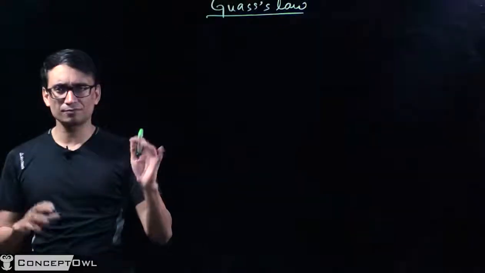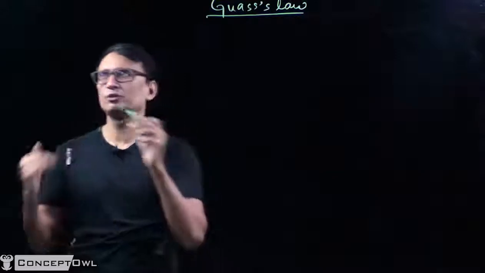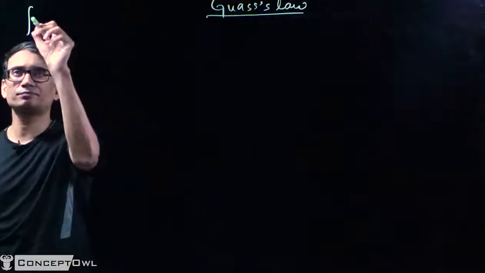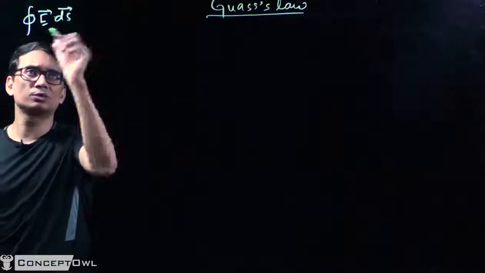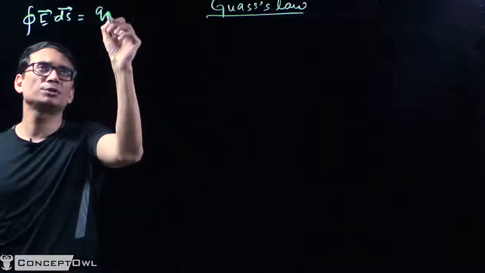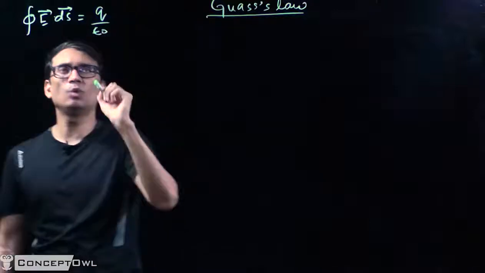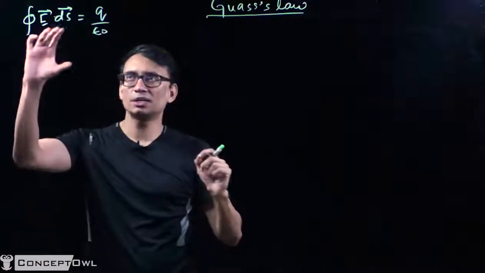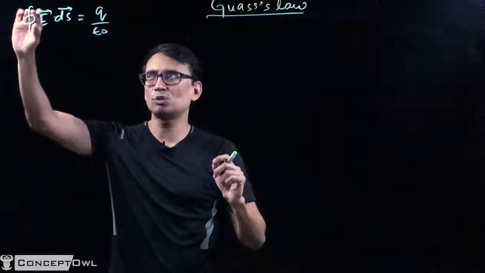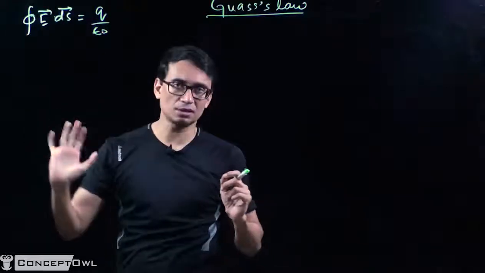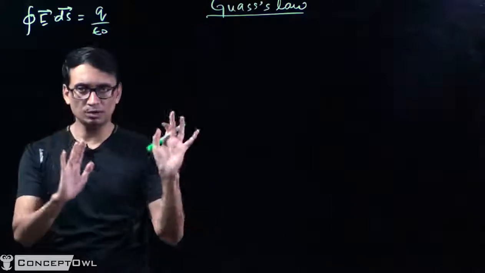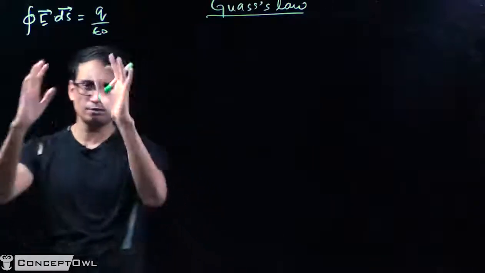Okay, so in the previous video we derived Gauss's law. We showed that the integral of E dot dS over a closed surface was equal to Q upon epsilon naught, where Q was a single point charge inside the surface over which we are evaluating this integral. So that was the one simple basic case that we derived this for.